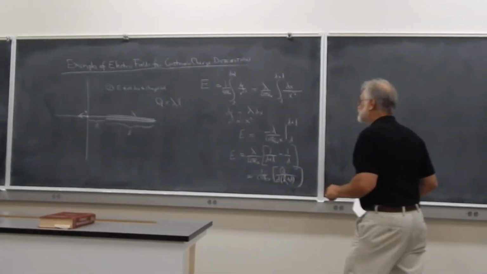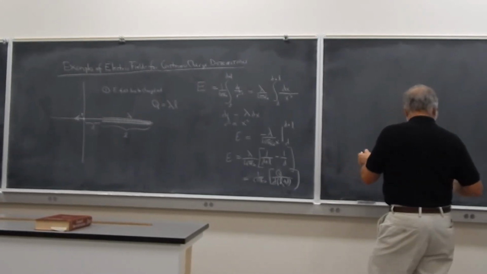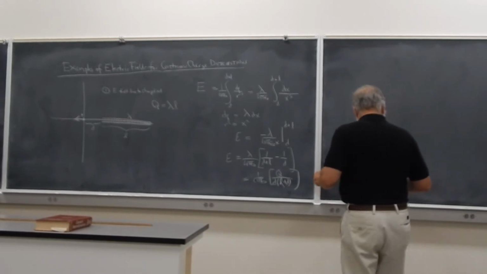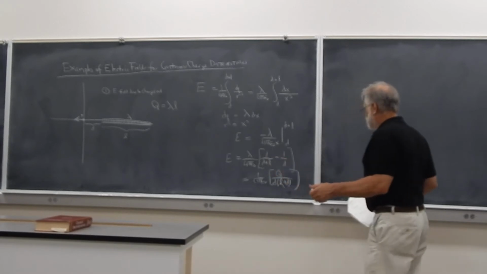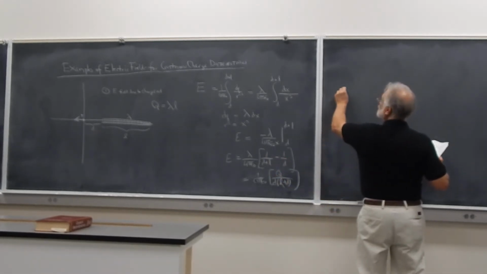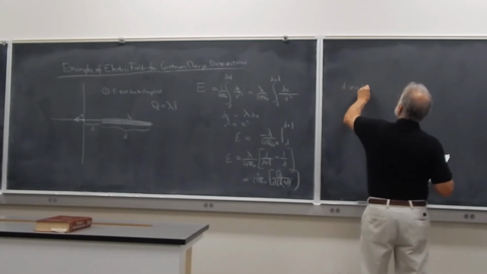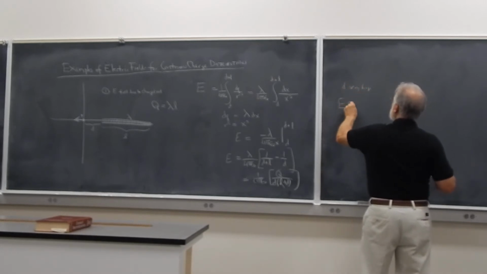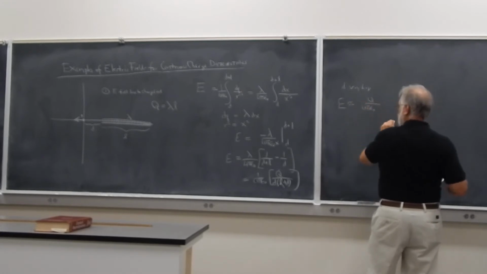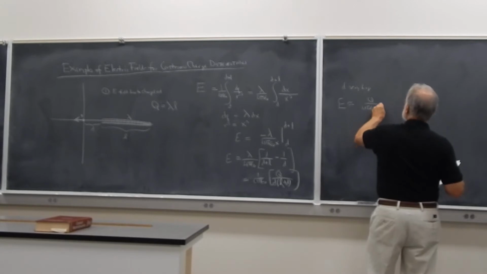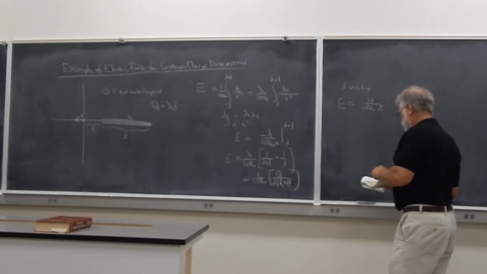Notice if the rod is very, very far away from the origin, the L plus d in the denominator can probably just be written as d, and it looks like a point charge. So for d very large, E is approximately Q over 4 pi epsilon naught d squared, which of course looks like a point charge. Very interesting.